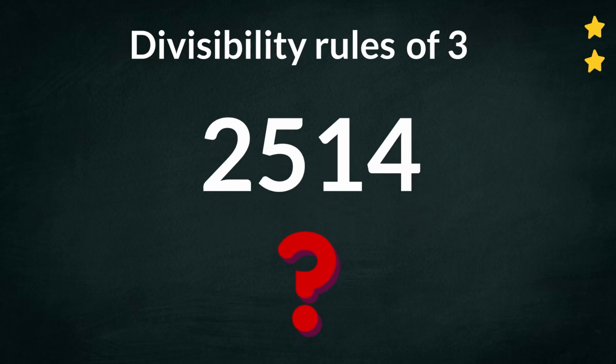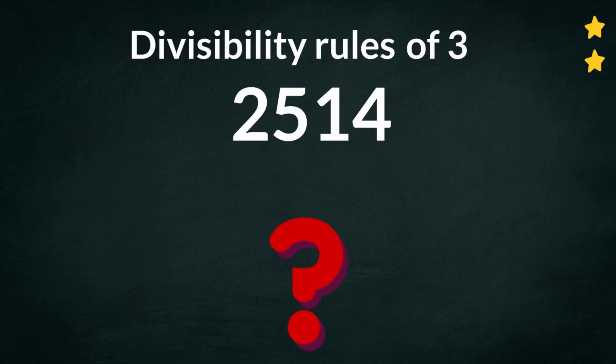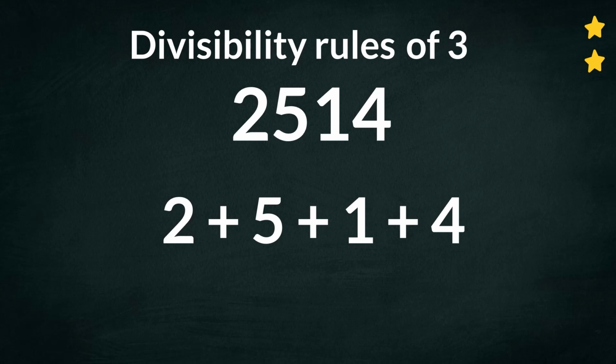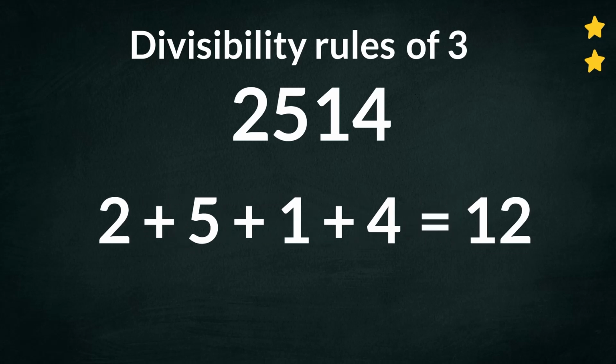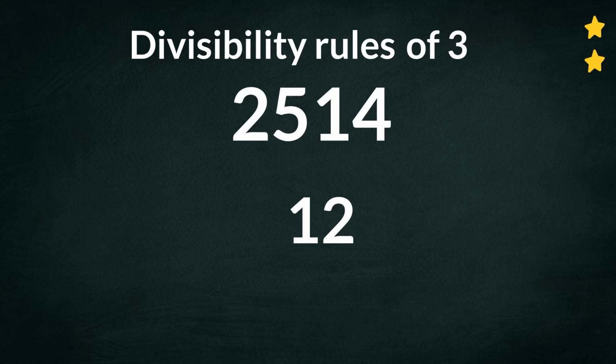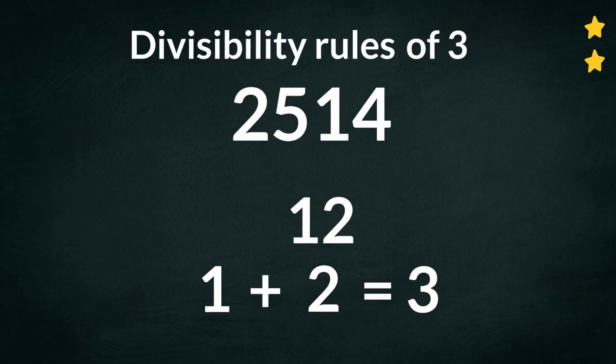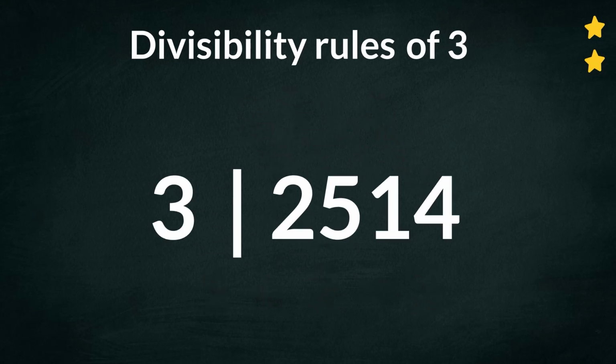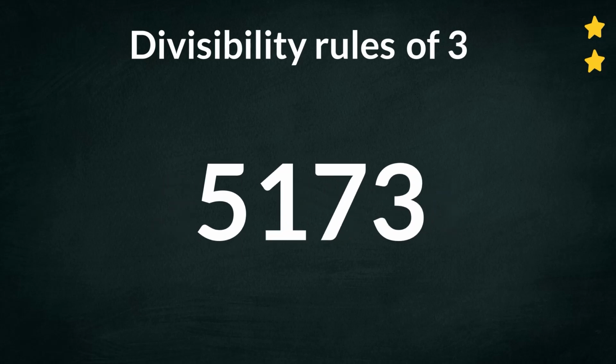Do you think 2,514 is divisible by 3? Let's go ahead and add these digits together. 2 plus 5 plus 1 plus 4 equals 12. 12 is not a one-digit number yet, so we continue to add the digits. 1 plus 2 equals 3. After adding all the digits and ending up with a result of 3, we can confidently say that 2,514 is divisible by 3. How about another number?